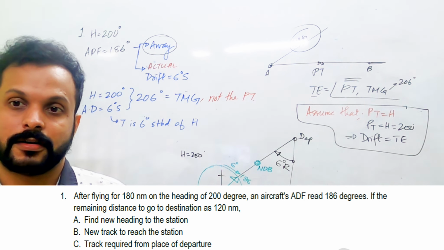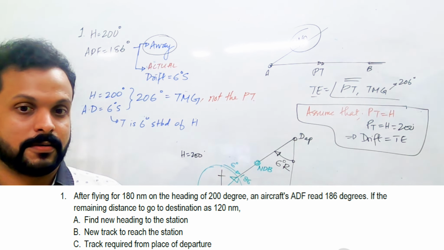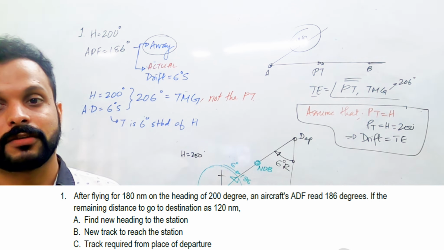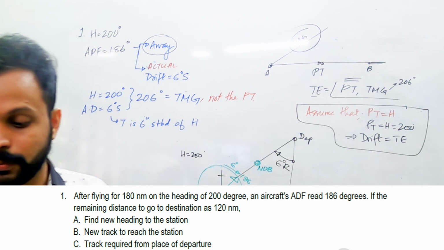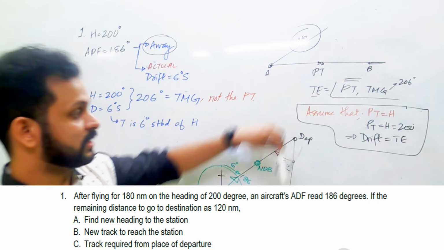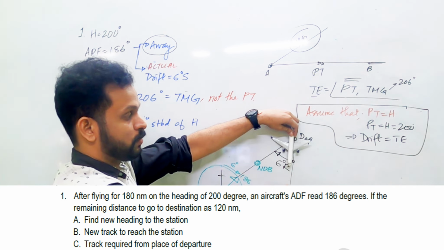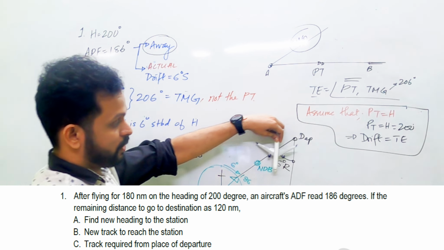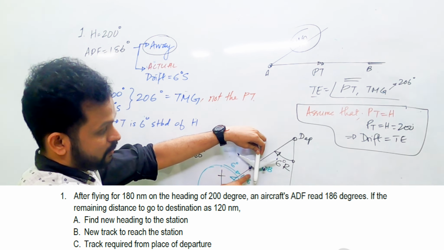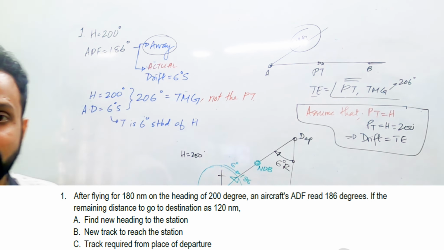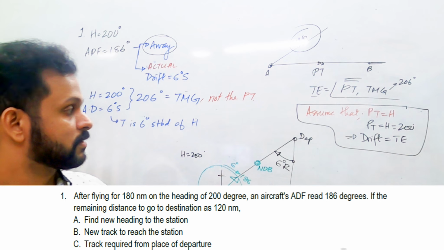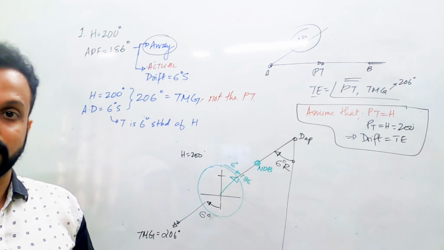Understood? Otherwise, there is no way you can find the planned track here if you do not take the assumption. So I assume that I did not consider the wind and started flying a heading which is equal to my planned track. And I got drifted off, therefore my drift is equal to the track error. So track error is equal to drift. Now what is my drift? Drift is 6, therefore my track error is also 6.